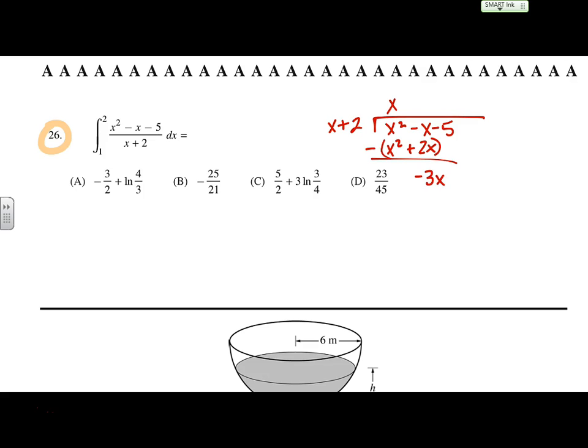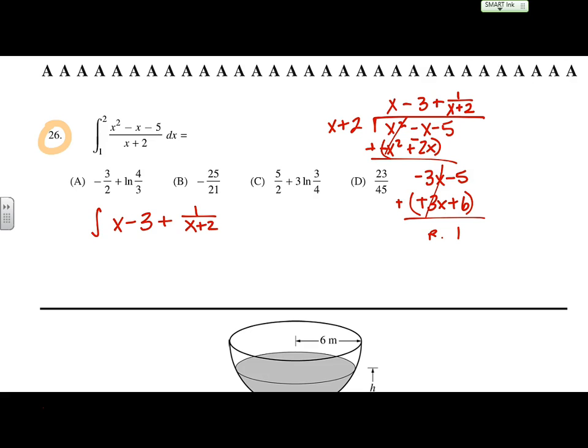Get negative 3x minus 5, make sure you distribute that negative. That was another common mistake that people found. Then you have negative 3. Distribute that negative. We can rewrite this function then, since we have this remainder of 1, and we rewrite that 1 over the denominator. So we can change this integral to be x minus 3 plus 1 over x plus 2.